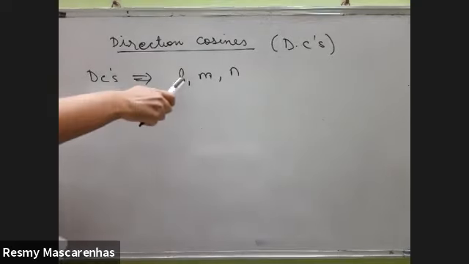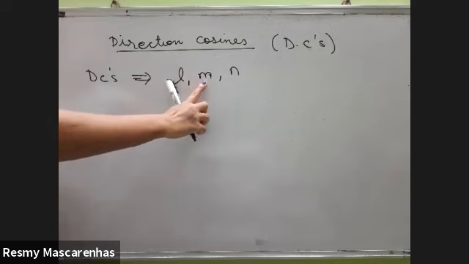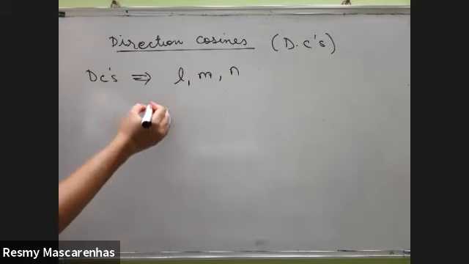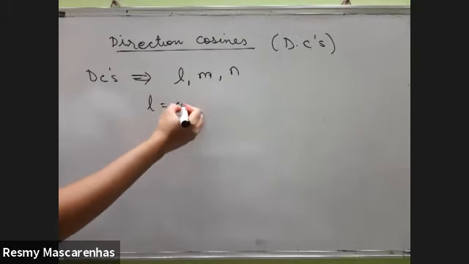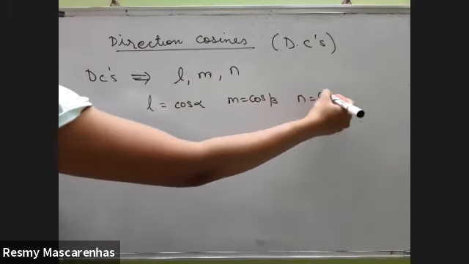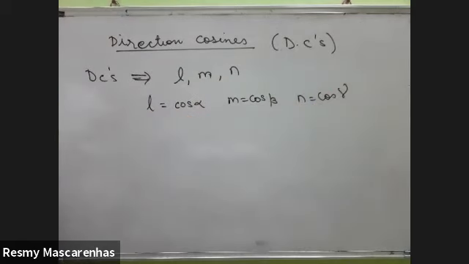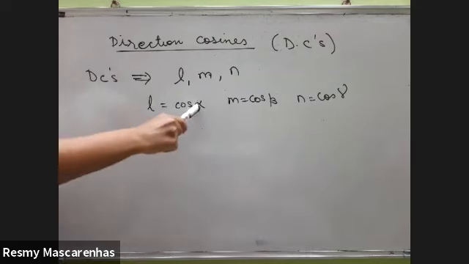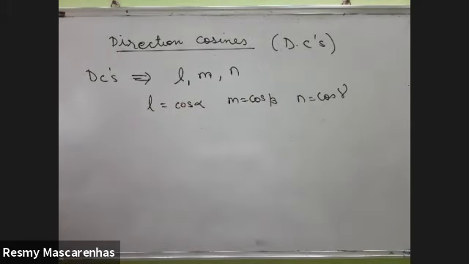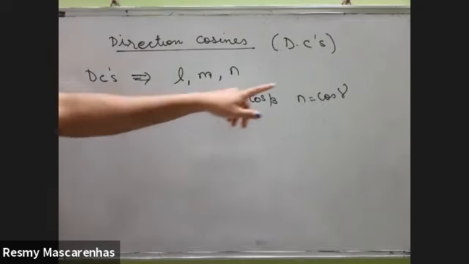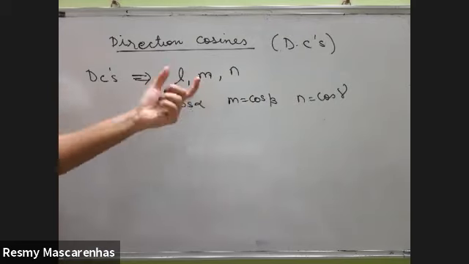L is the first direction cosine, M is the second direction cosine, and N is the third direction cosine. How to find them? If you already know the angles, L is cos alpha, M is cos beta, and N is cos gamma. Alpha, beta, gamma are the angles with the x-axis, y-axis, and z-axis respectively. The moment you find L, M, and N, you can write them in this form. This is the standard form.